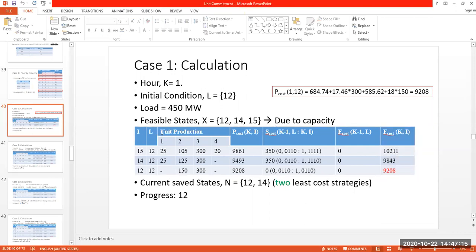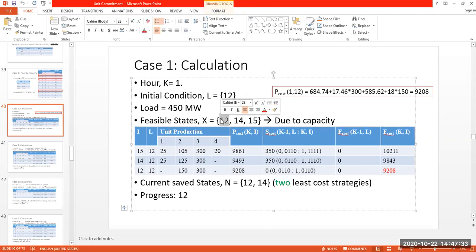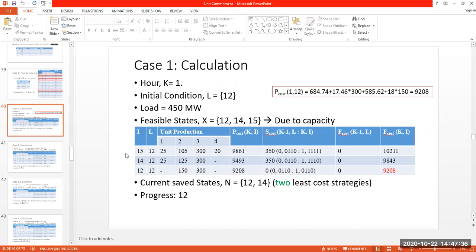The third column is the unit production. We have 4 units, unit 1, 2, 3, and 4, and these are listed. Let's start from the bottom. We have 12 to 12. This is the transition, meaning we want to stay at 12, which is one of the feasible states. So we can choose this. Now our demand is 450 megawatts.